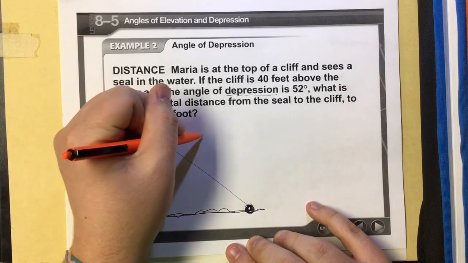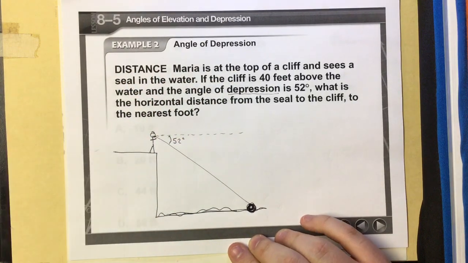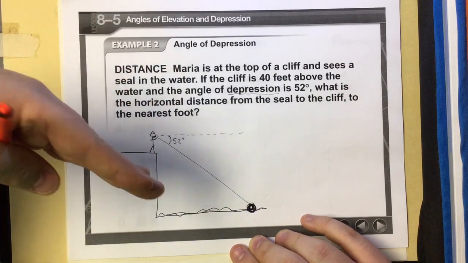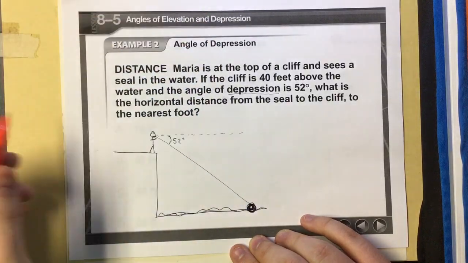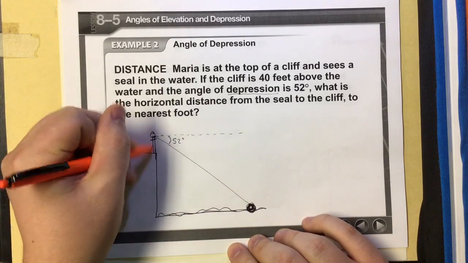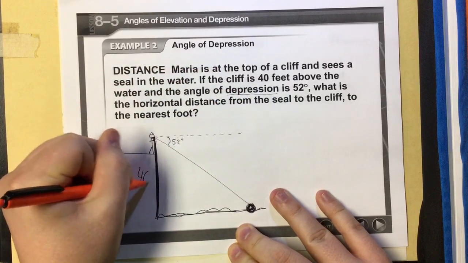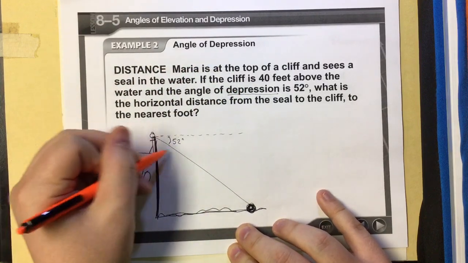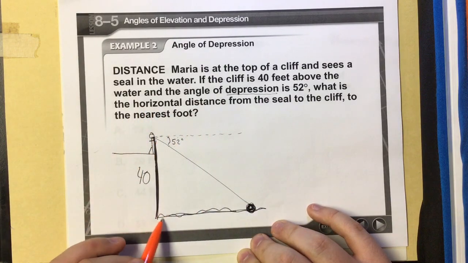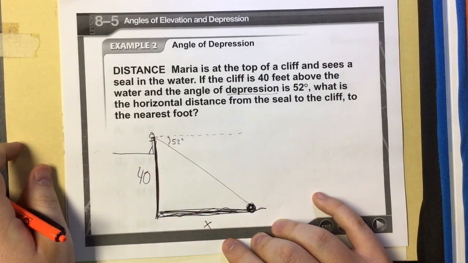So it's an angle of depression, so that means going down. So that's this angle right here. If she had looked straight out, that would be horizontal, but she went down, or depressed, through an angle of 52 degrees. So this angle here is 52 degrees. We know that this side right here in our triangle, the cliff, is 40 feet. They want us to find the horizontal distance from the seal to the cliff, so I'll call it X.